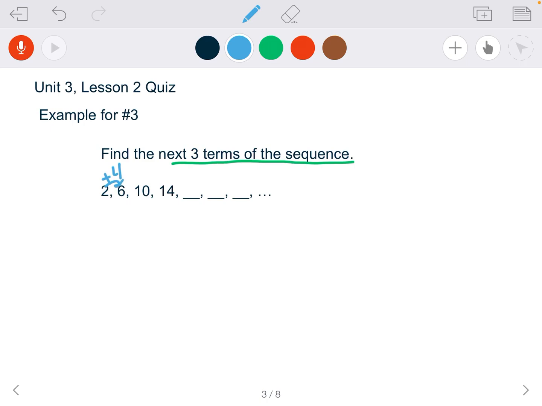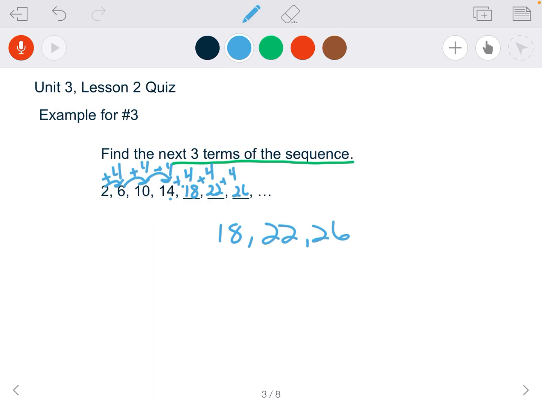2 plus 4 is 6. Yes. Is 6 plus 4 10? Yes. Is 10 plus 4 14? Yes. So that means now I've got to take 14 and add 4 to it. 14 plus 4 is 18. Then I add 4 to 18. 18 plus 4 is 22. And then I add 4 to 22, which is 26. So the next 3 terms, 18, 22, and 26.